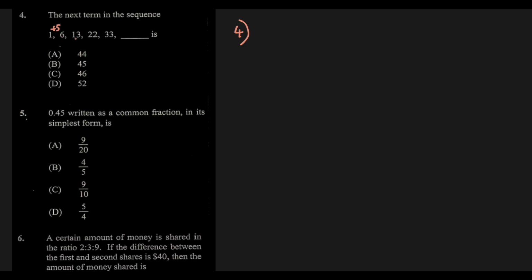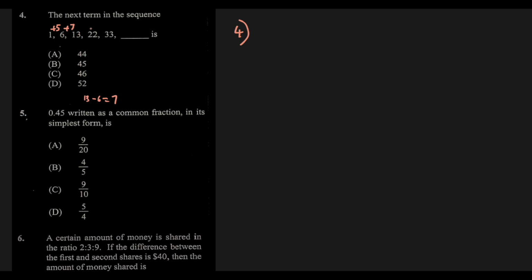Now to get from 6 to 13, how did I get from 6 to 13? If I'm following the same procedure, I would have to say 13 take away 6, which is equal to 7. So that means I had to add 7 to the 6 to get 13. Now notice what's going on here. It says 1 plus 5 is 6. 6 plus 7 is 13.